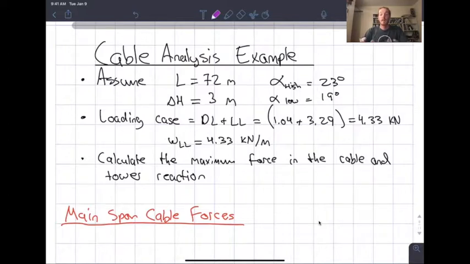So now that we understand where all of the equations come from for calculating the forces in the cables, I'm going to walk through an example of how to do these calculations so that you have something to check against before you get into the problem.